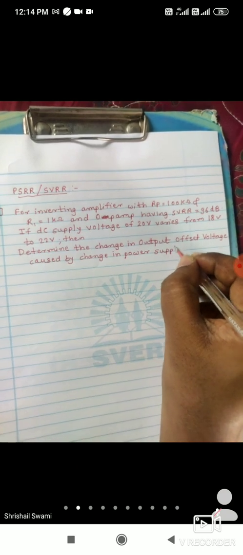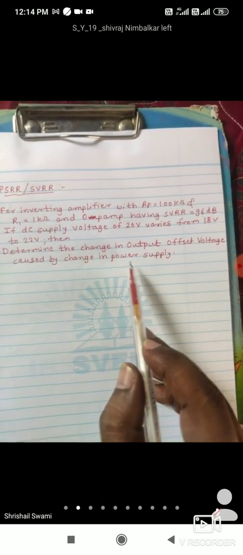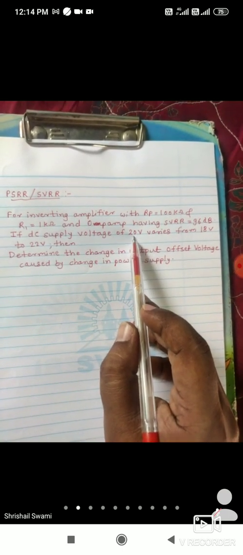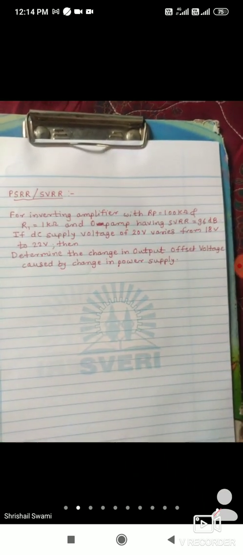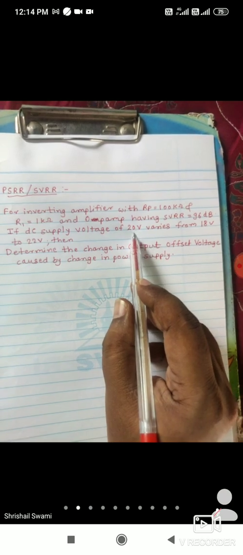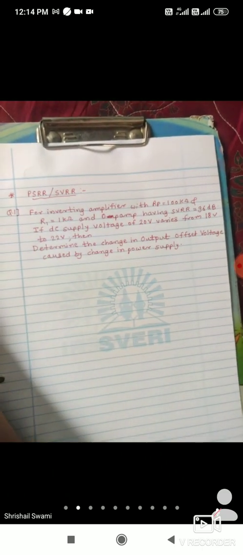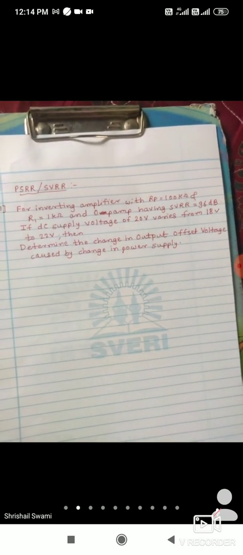Obviously this problem is based on PSRR or SVRR, because there is the word change in power supply. Now the total power supply is given including plus VCC and minus VCC, that is 20 volt, which means we can take plus VCC as plus 10 and minus VCC as minus 10, because the total voltage is given. It will vary from 18 volt to 22 volt, meaning there is a change in power supply of plus 2 volt or minus 2 volt.